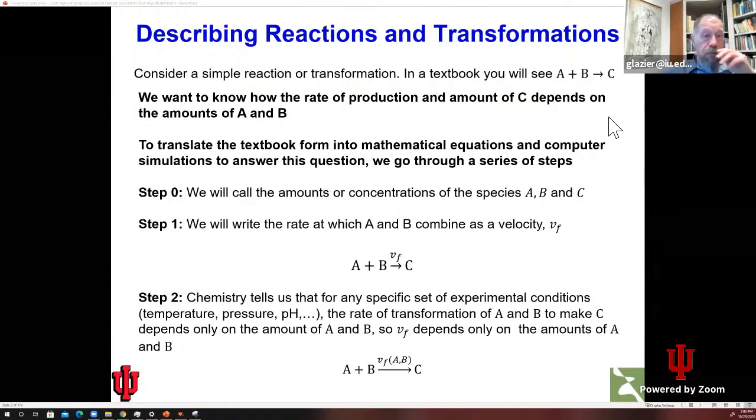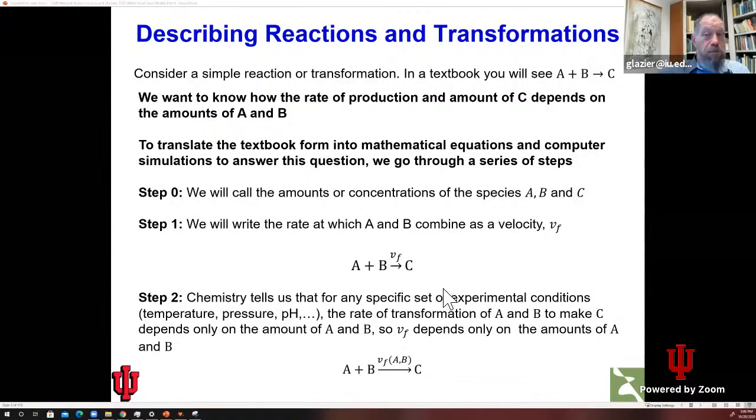And we covered this before, and typically we'll use the italic form of the letter to represent the amount of A, B, and C. And we'll write over the arrow a rate or a velocity, which is the speed at which A and B combine to make C.